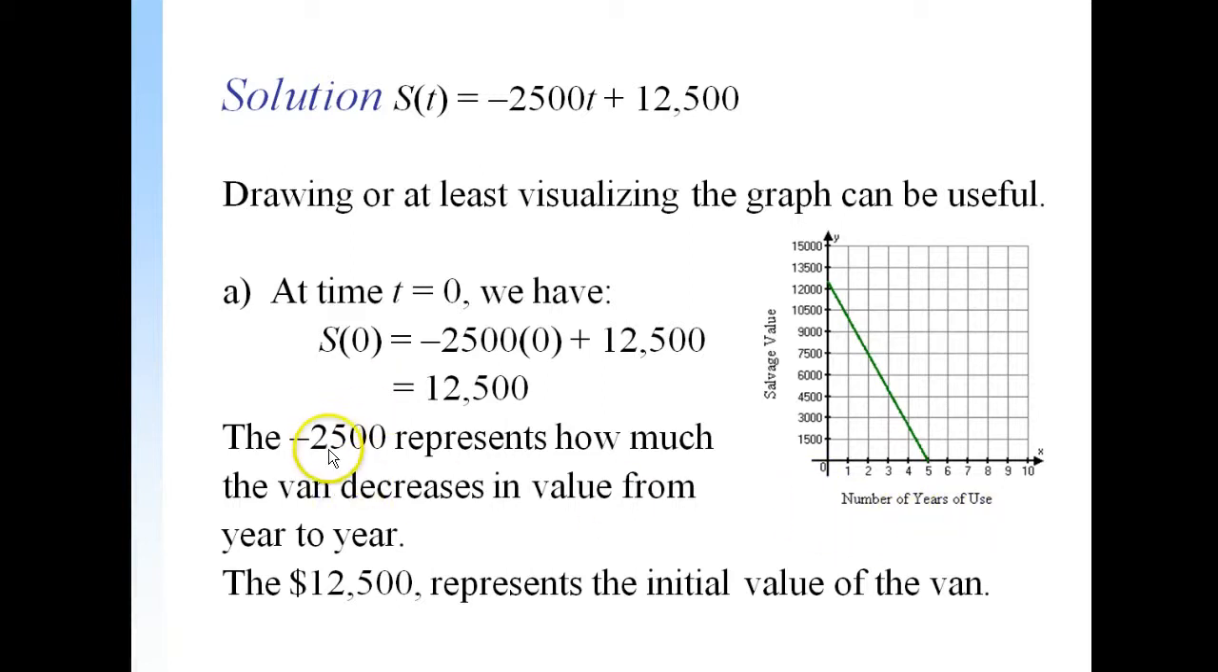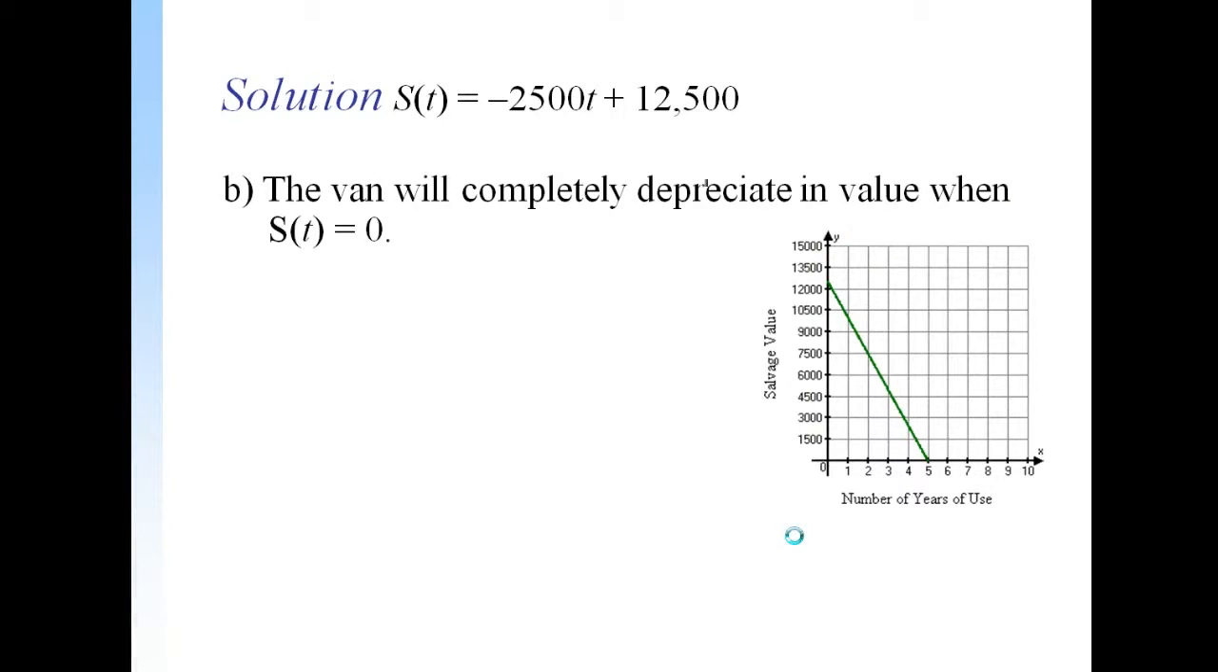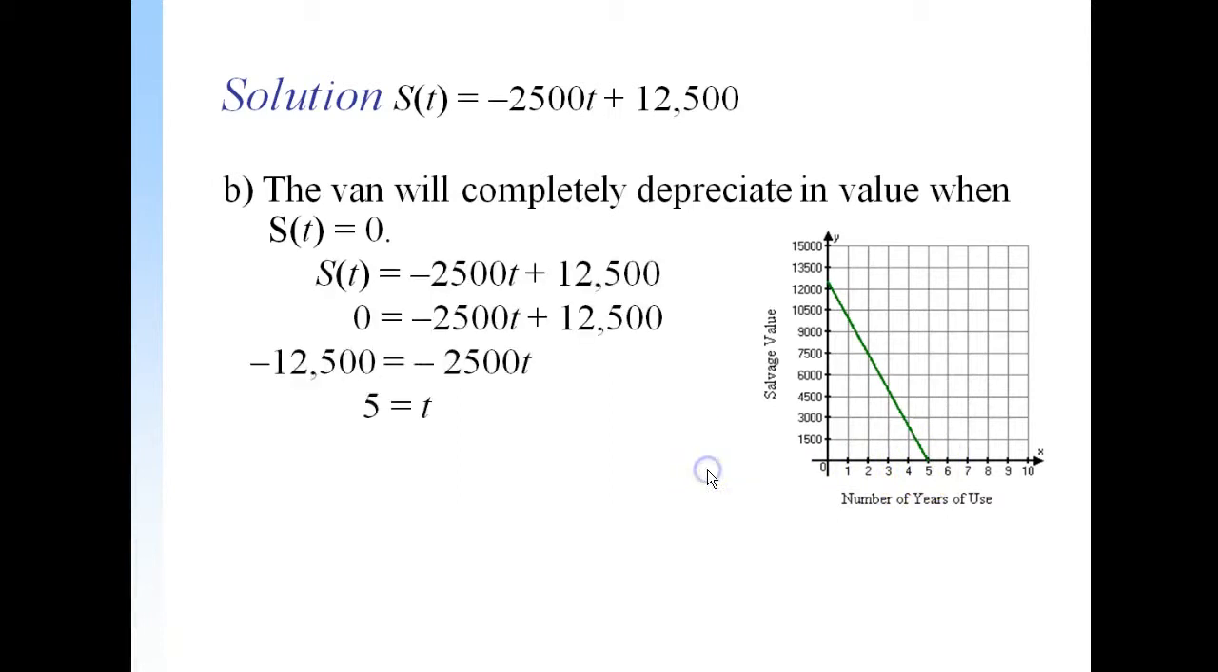So again, this is what it decreases in value each year. And this represents the value of the van when you started. That's your y-intercept. And it will be completely depreciated when time is 5 years. And it's right there at 5 years. And that's what they get.